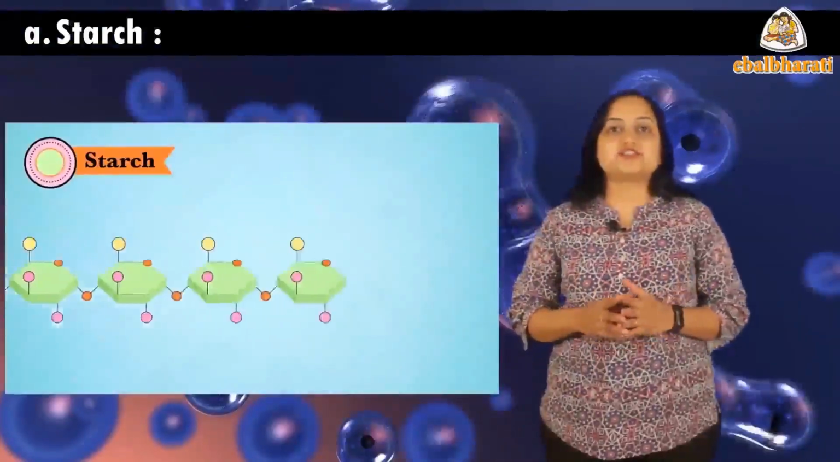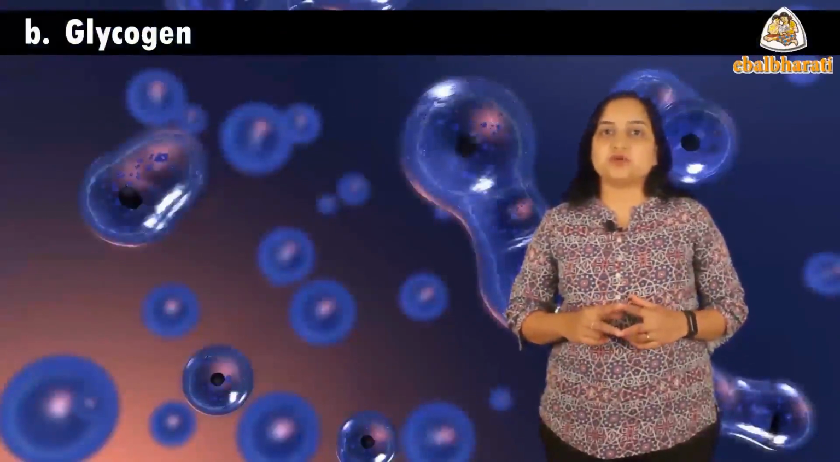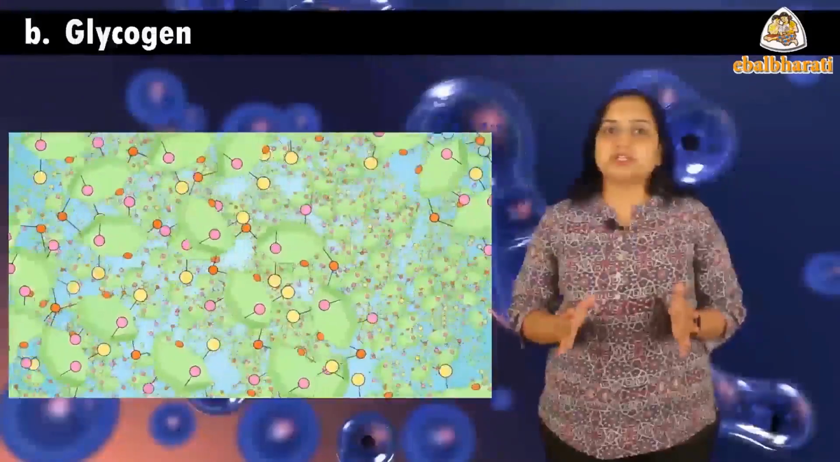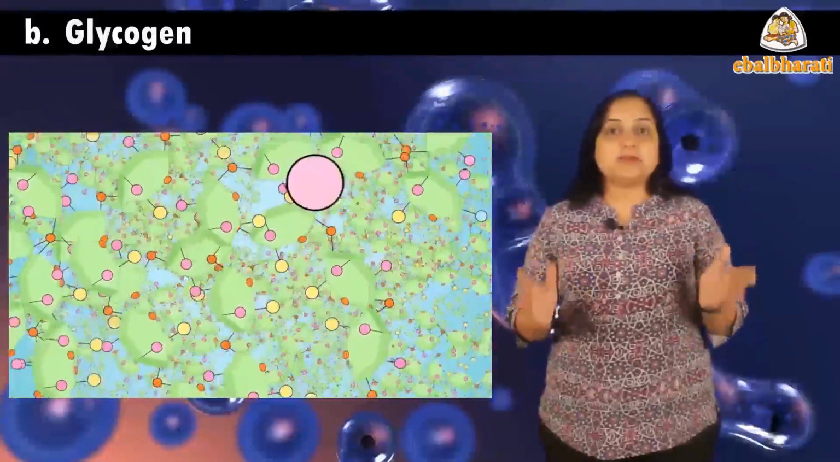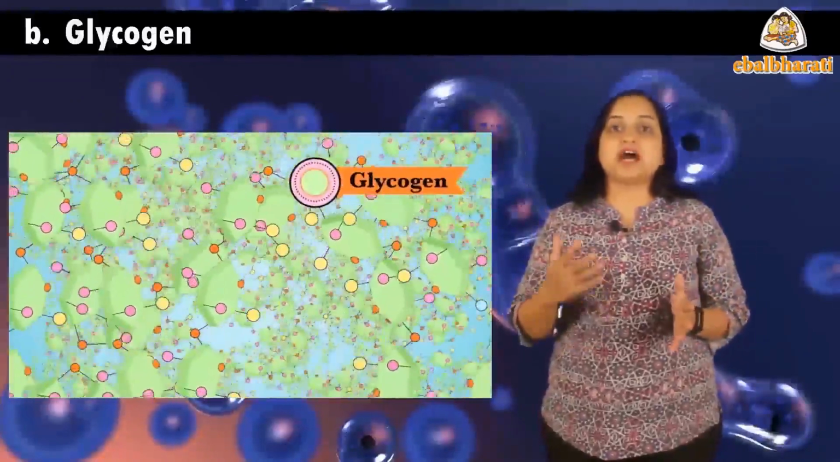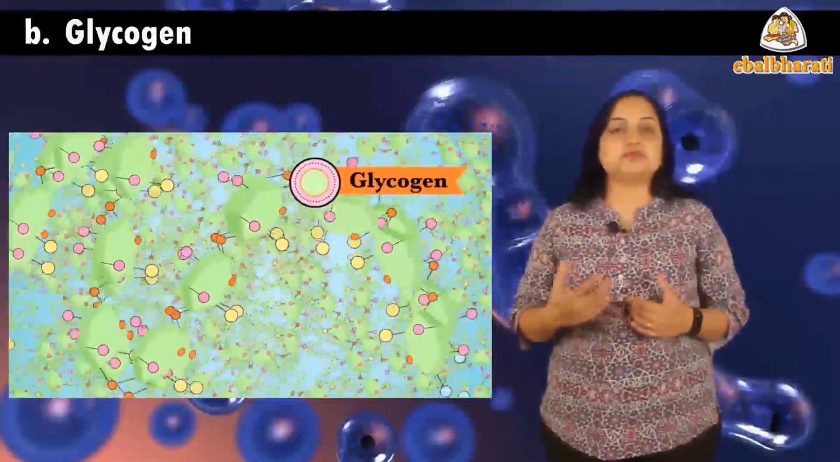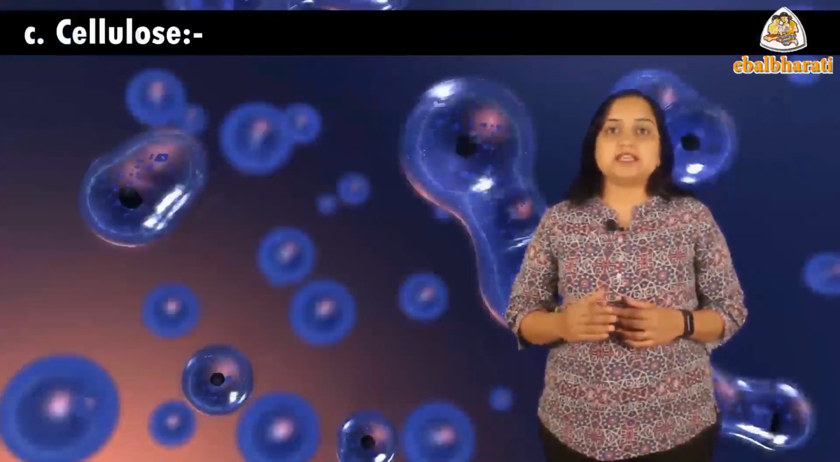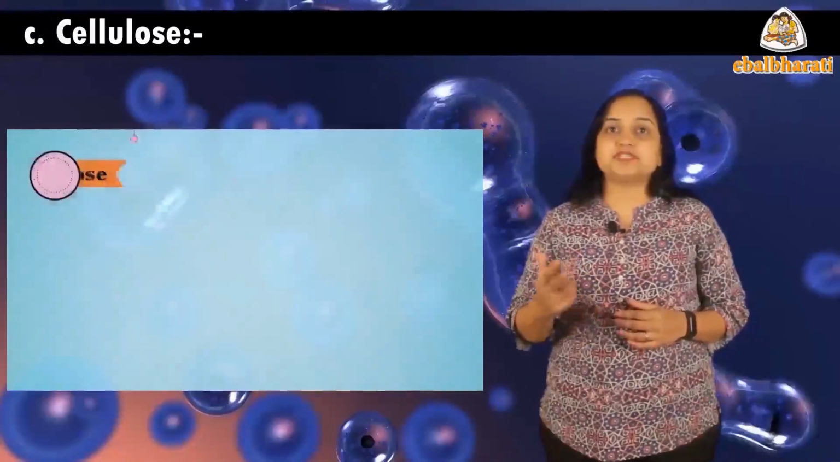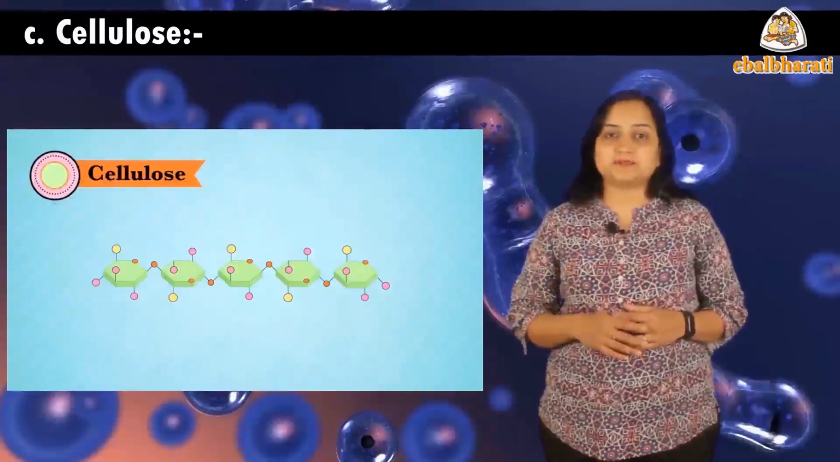Starch is a stored food in the plants. Glycogen is stored in the animal body, particularly in liver and muscles, from where it is hydrolyzed as per need to produce glucose. Cellulose serves to form the cell walls in plant cells.